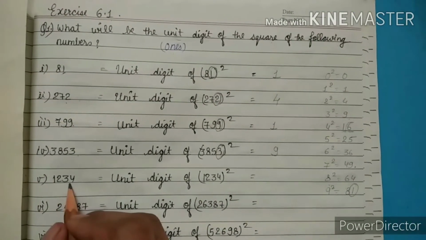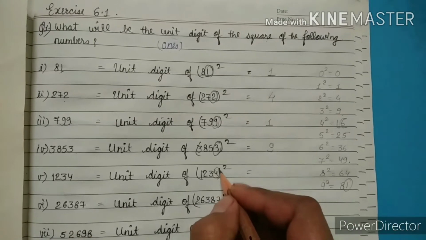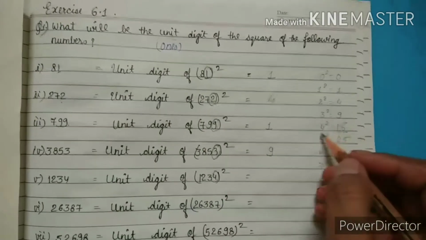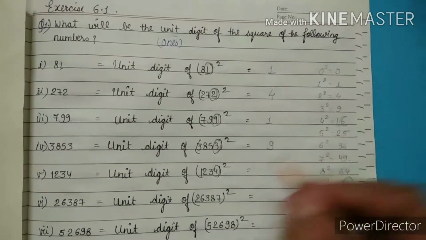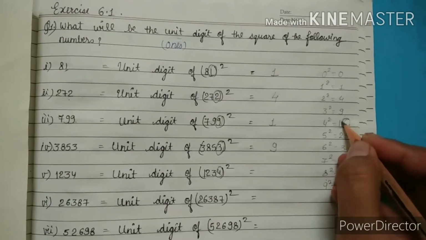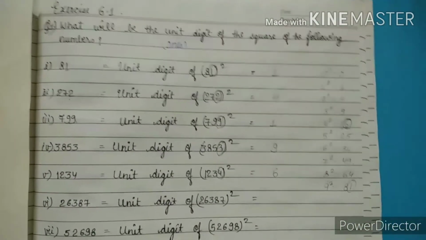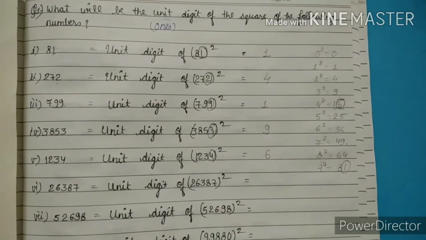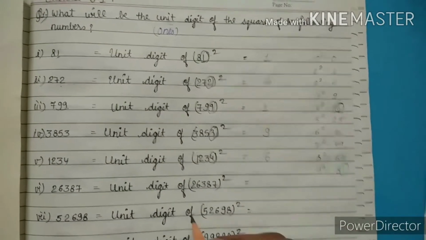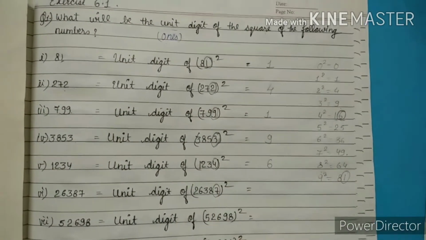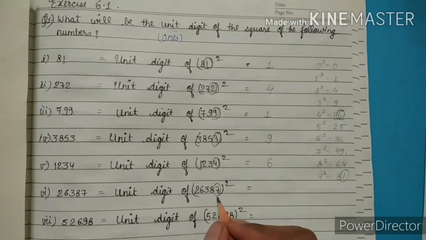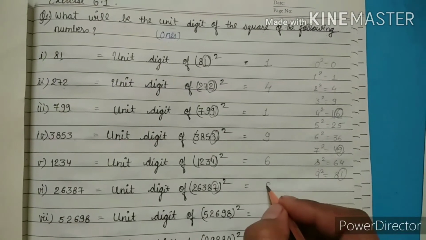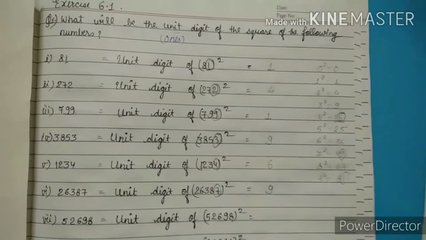Now the fifth question is 1234. We need the unit digit of 1234 square. So 4 square is 16, but 6 is the unit digit, so 6 will be the answer. Sixth is 26387 square. We have to write its unit digit. As you can see, 7 is the unit digit. So 7 square is 49, and here 9 is the unit digit. So we write 9 as our answer.